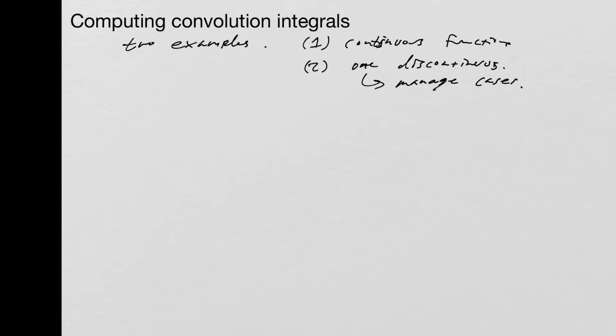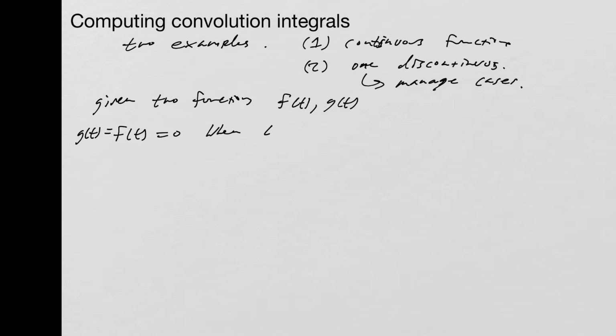Okay, so let's just recall what a convolution integral is and how to compute it. We're given two functions. We'll call them f of t and g of t. Both f of t and g of t are going to be equal to 0 when t is less than 0. So what we can really say is the domain is t from 0 up to positive infinity.